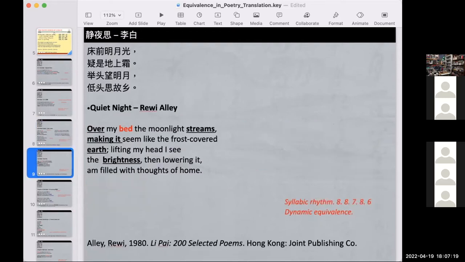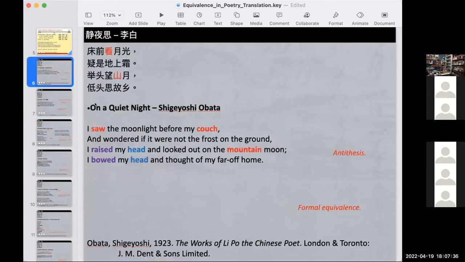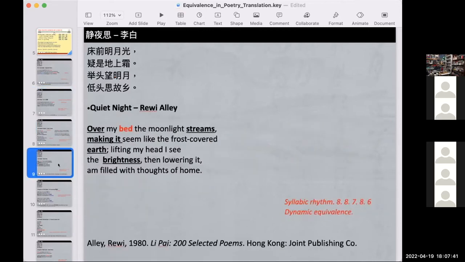We can also see "bed." Some of them translated it as bed, some as couch. Like Sunni translated it couch, Obata translated it couch. And there is a third meaning for the word chuang. Do you know? Does anybody know the third meaning? It could be bed, it could be couch, and it could be something else. None of them translated it as the third one.